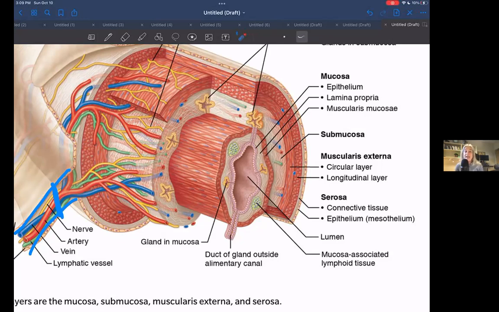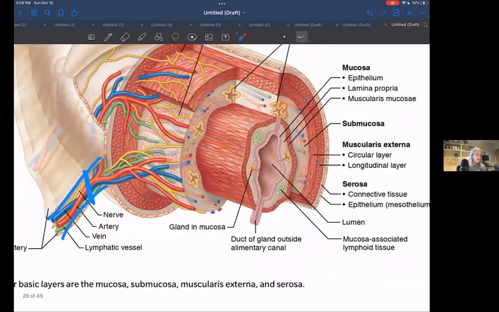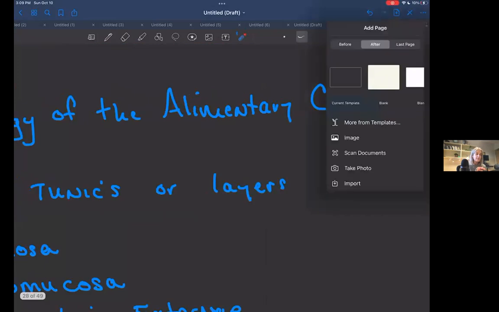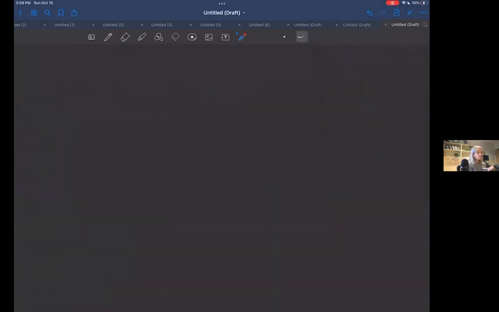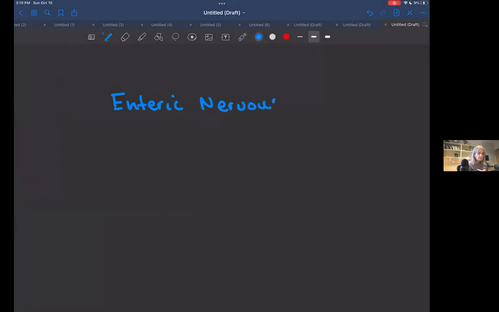We also have lymphatic vessels, which is the structure in green. So the lymphatic vessels also play a role in absorbing nutrients. And then we have yellow, which is nervous system. So the submucosa also contains the nervous tissue. And when we talk about the nervous tissue of the gut, the nervous tissue of your digestive system, there's a special name for that. It is called the enteric nervous system.